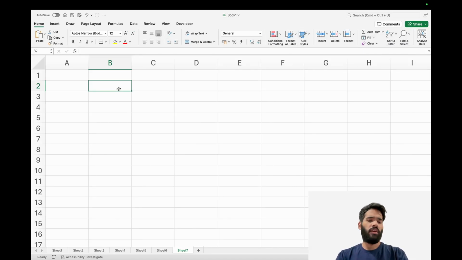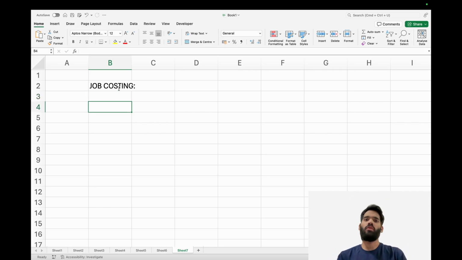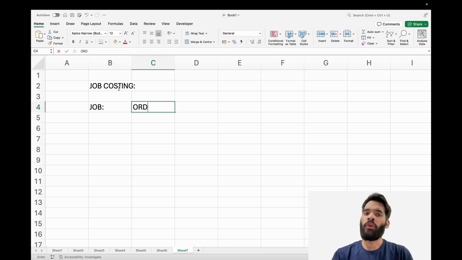So let's start a costing method, first one, which is called job costing. To understand job costing, first you have to understand what we mean by a job in managerial accounting. Think of a job as an order.